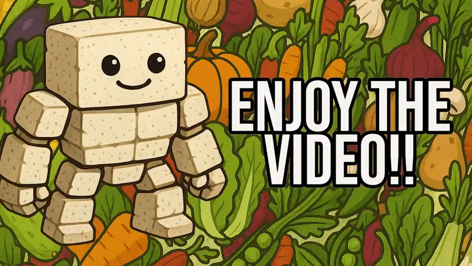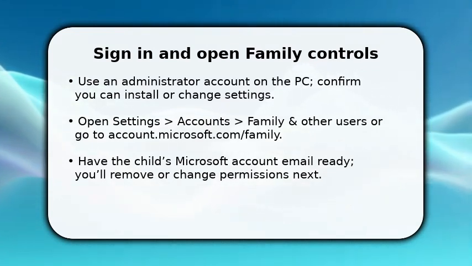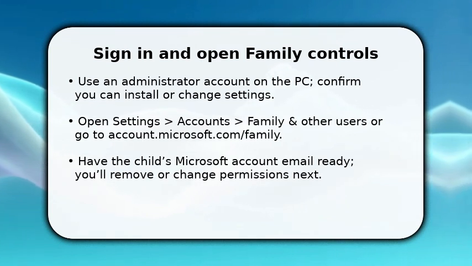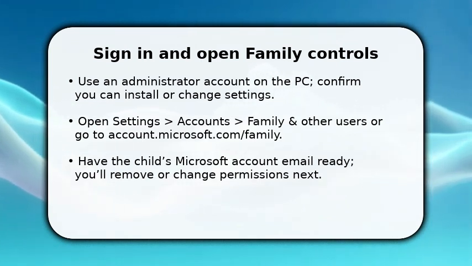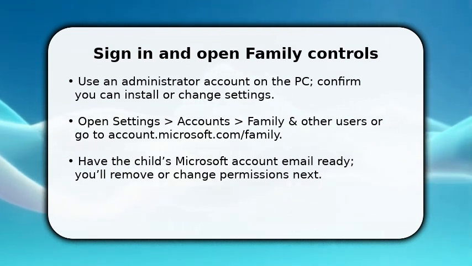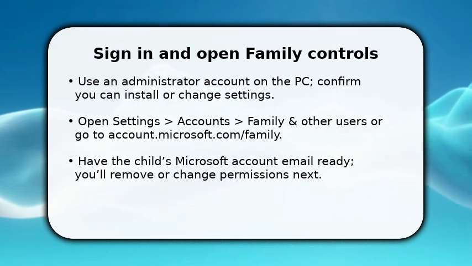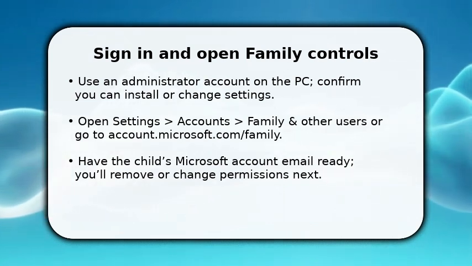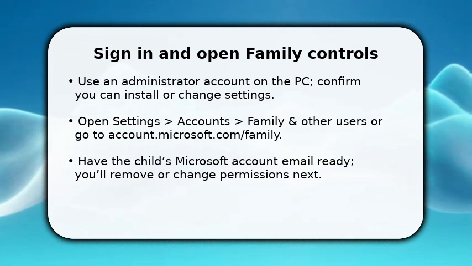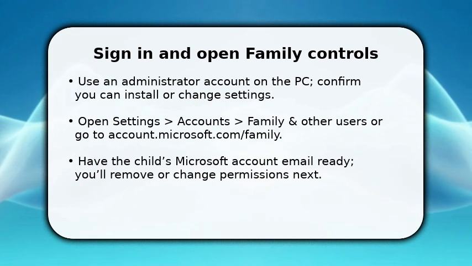Please enjoy the video. You must start as an administrator. Once signed in, open Windows Settings, then Accounts and Family and Other Users, or visit Microsoft Family online. Make sure you have the child's Microsoft email and your organizer credentials ready because you will remove or change their membership. Once done, locate the family member entry and click the Manage link. This begins the removal process. Do this now, don't skip straight to devices. These first actions give you access to the controls you need to turn off family safety.